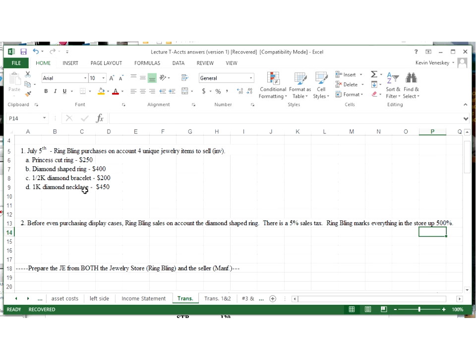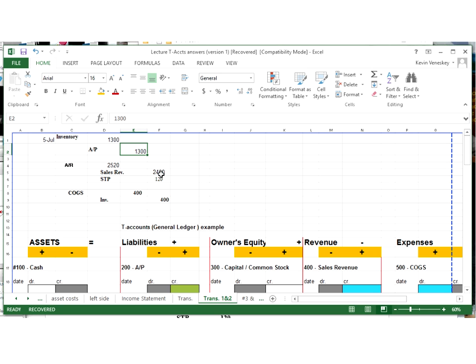And remember, we are selling the diamond-shaped ring. The diamond-shaped ring we bought for $400. We'll multiply that original cost by 6, and that would be our sale price. So 6 times 4 is $2,400. That's what I'm getting here.